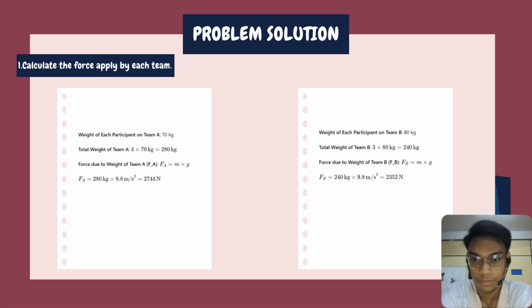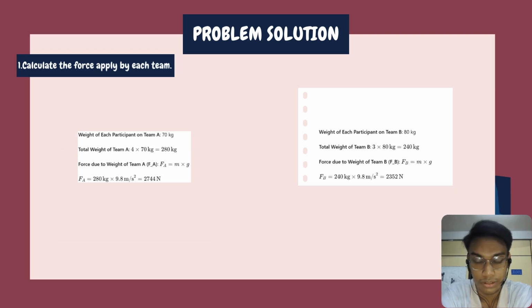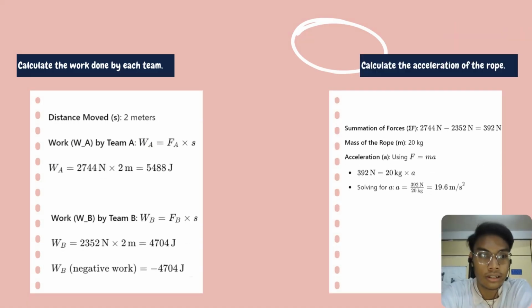Same for Team B. For Team B, they have 3 participants and each of them is 80 kg, and you will get the total mass of Team B. Multiply with the gravity and you will get the force of Team B, which is 2352 Newton.